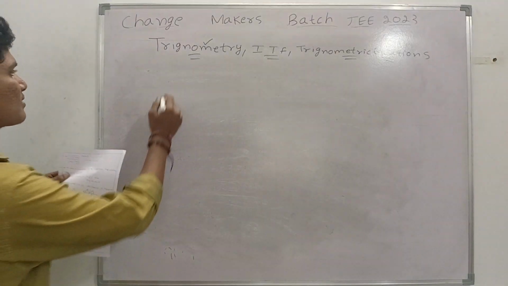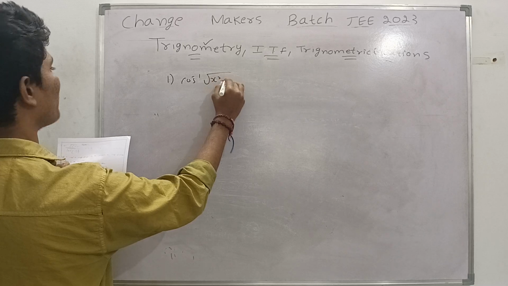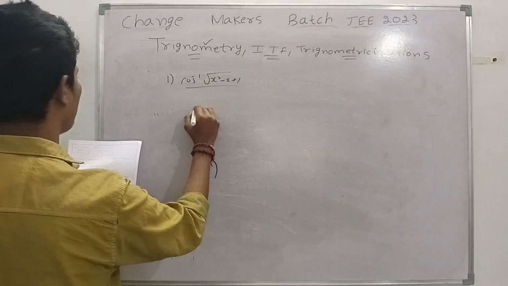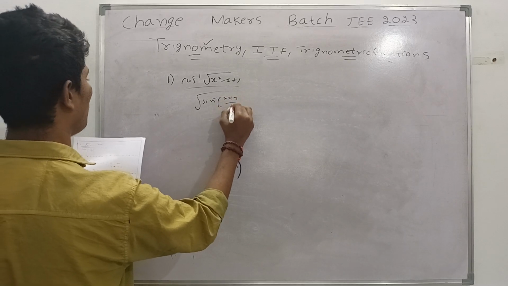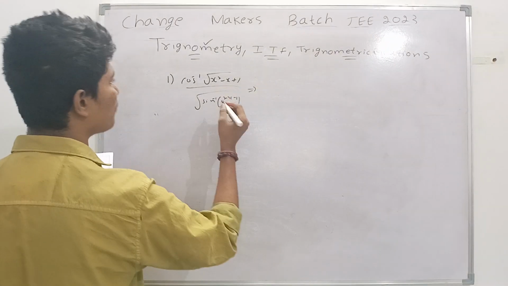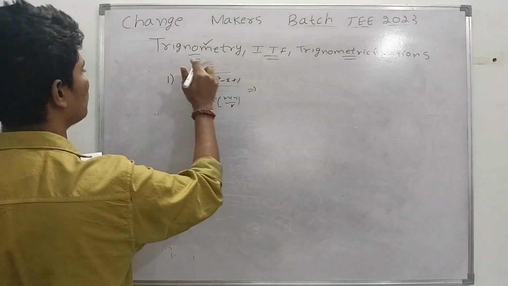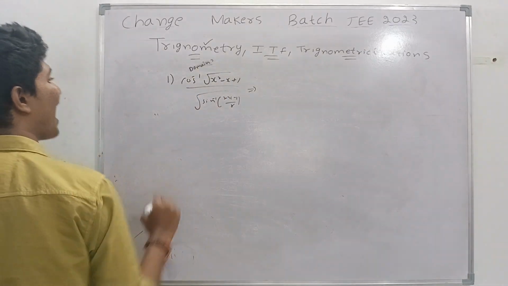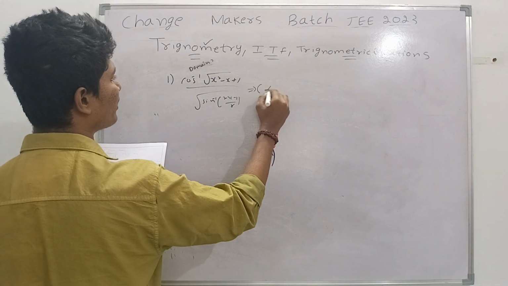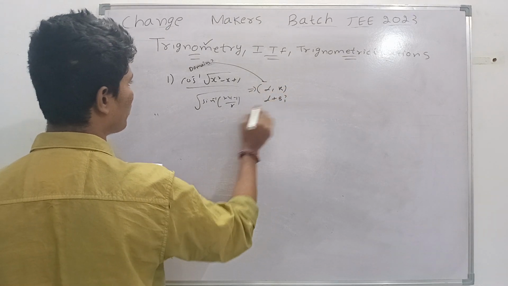The first one is cos inverse of root of (x square minus x plus 1) divided by root of (sin inverse of (2x minus 1) divided by 2). We have to find the domain for this. We have to find the domain and report it like this: alpha comma beta is the domain, and what is alpha plus beta?